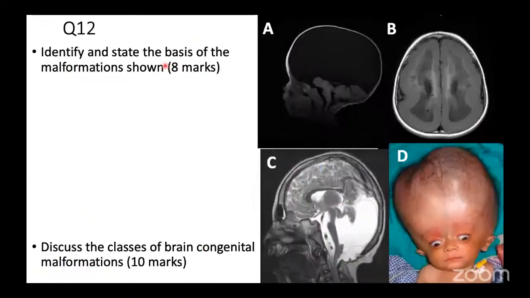All right, question 12. Identify and state the basis of the malformations, and then discuss the classes of brain congenital malformations. I'll give you a minute. Let me look at the.